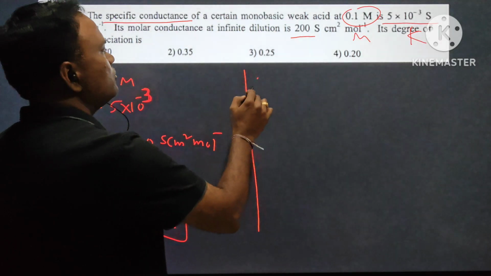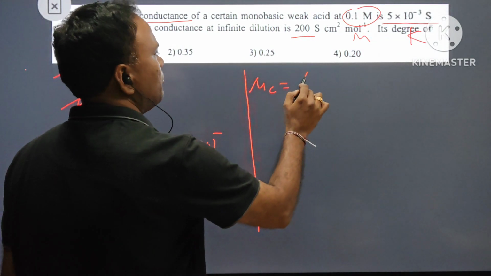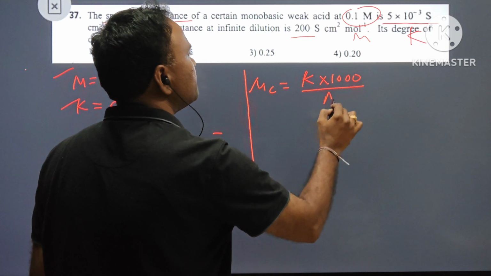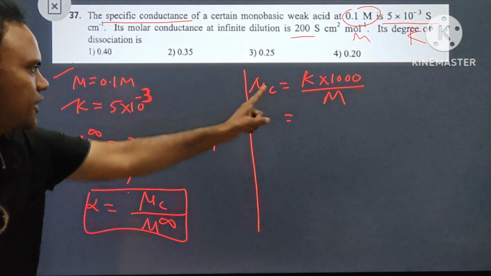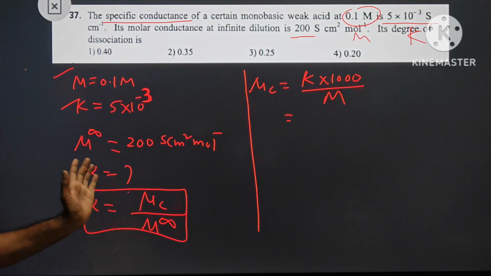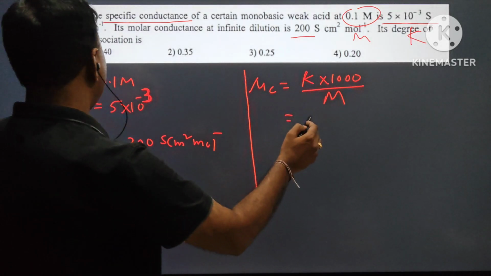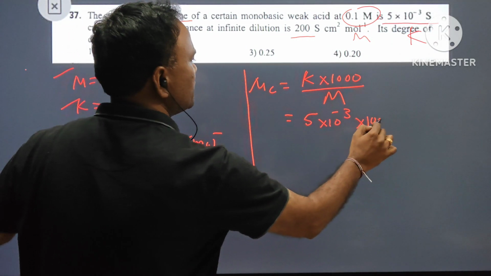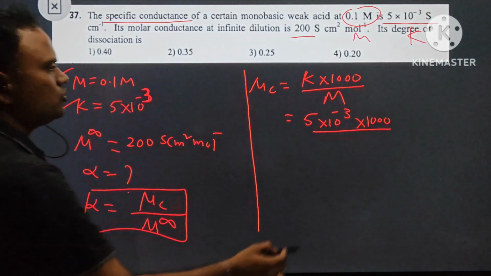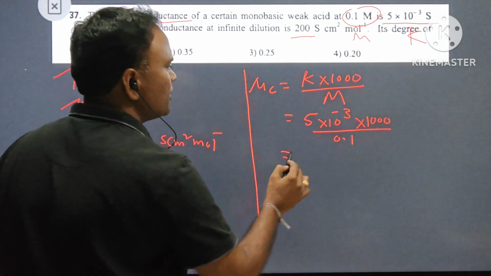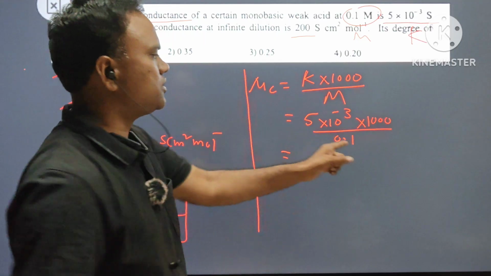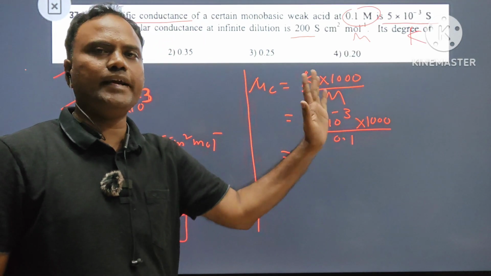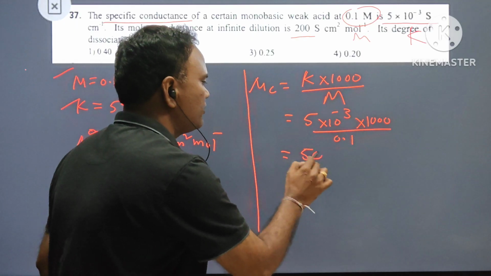Now calculating mu c: specific conductance into 1000 divided by molarity gives mu c. Already mu infinity is there. K value 5 into 10 to the power minus 3, into 1000, divided by molarity 0.1. Then how much will you get after simplification? 0.1 means you write 10 here, the 3 zeros and the minus 3 will get cancelled, so you will get 50.